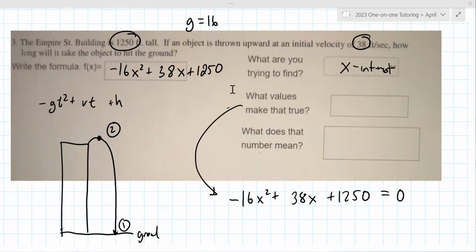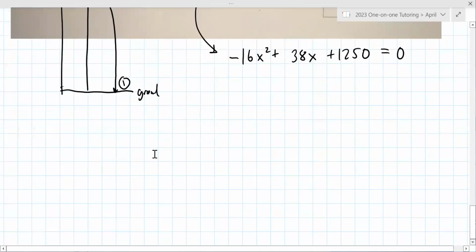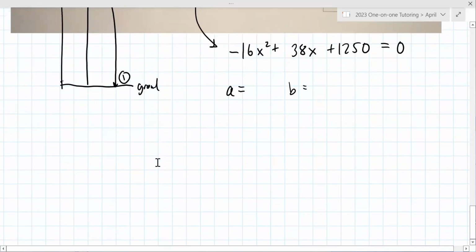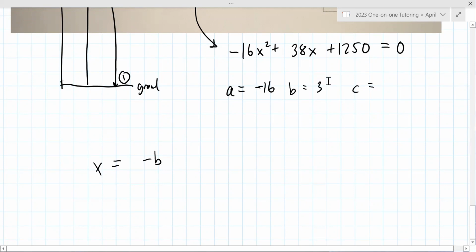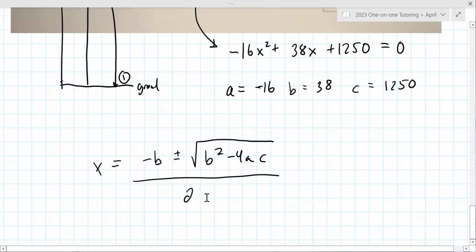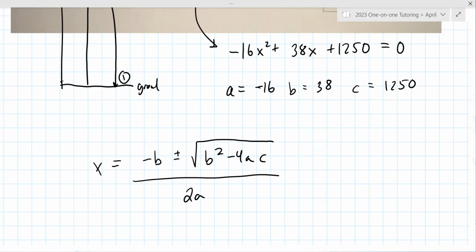What's the value of A, B, and C for the quadratic formula here from the equation? A is negative 16, B is 38, and C is 1250. Yes. All right, so minus B plus or minus the square root of B squared minus 4AC over 2A. Now, are you allowed to use Desmos in class? Probably asked you many times, but sorry, because I got an idea here for you that might help. Probably. You might be able to use this in class.